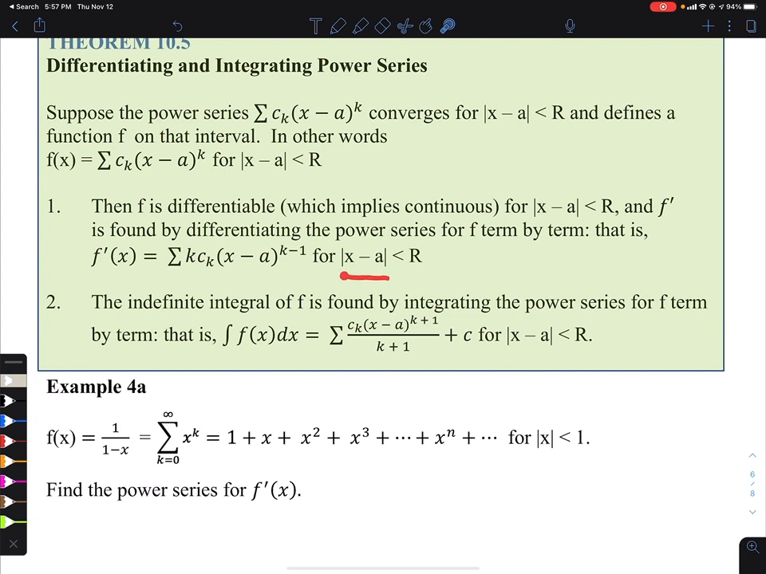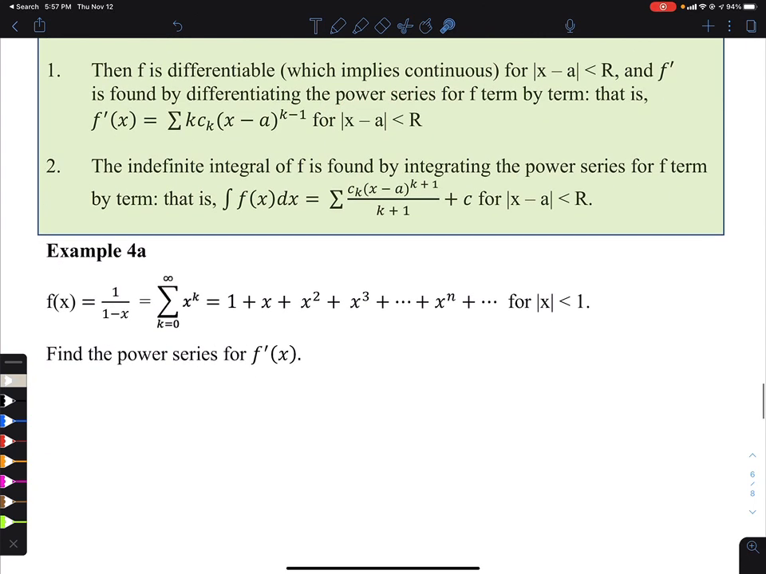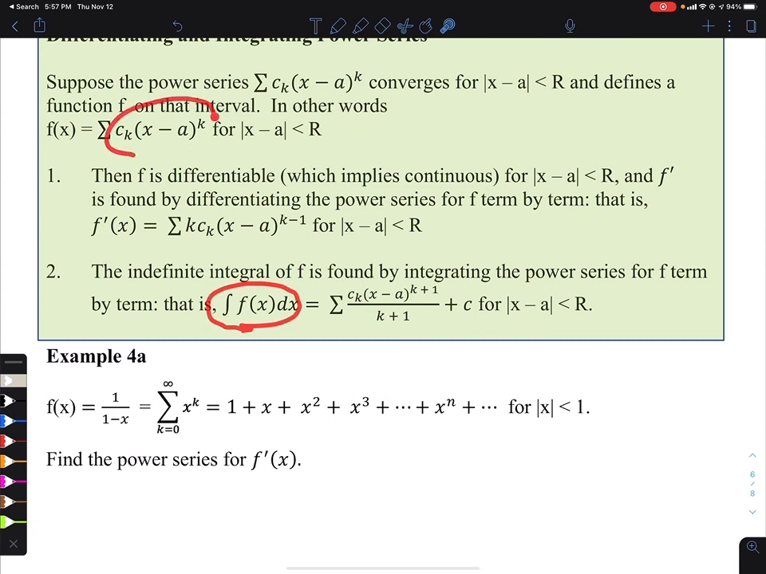And you're going to have that same radius of convergence. Okay? Then the same thing by integrating. If you want the Taylor series or power series for the integral of f of x, well, you can integrate this. And how do you integrate that? You add 1 to the exponent and you divide by that, right? So you add 1 to the exponent, you divide by that. And don't forget the plus c. And it converges on that same radius or interval of convergence.